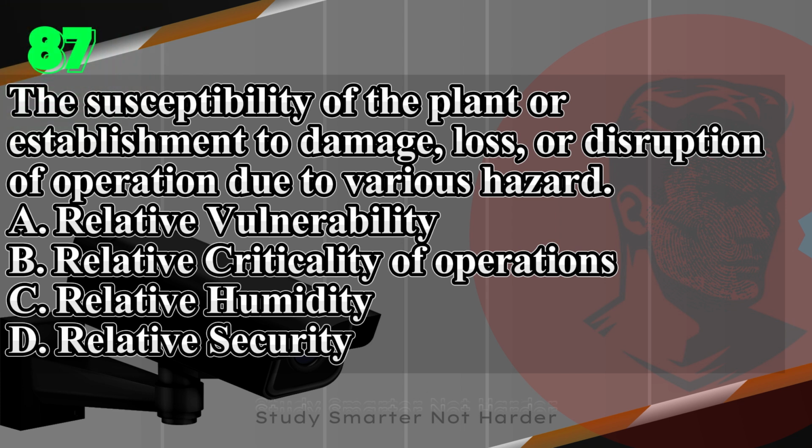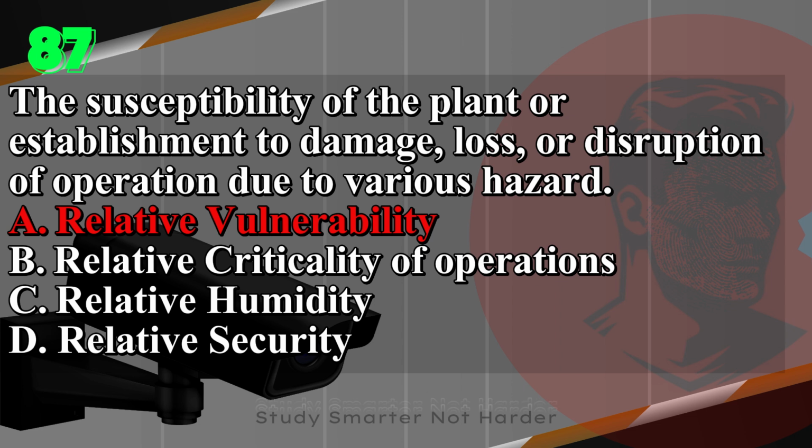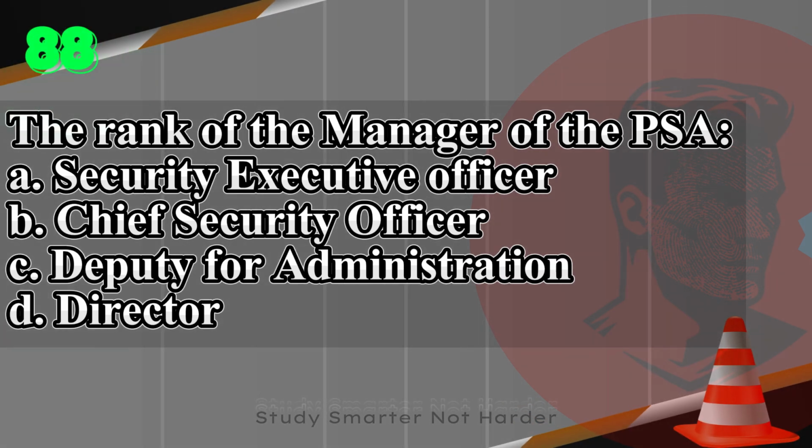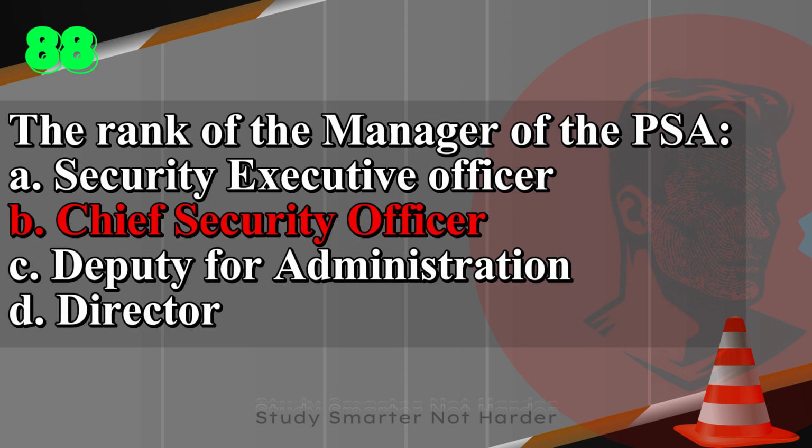87. The susceptibility of the plant or establishment to damage, loss, or disruption of operation due to various hazard. A. Relative vulnerability. B. Relative criticality of operations. C. Relative humidity. D. Relative security. A. Relative vulnerability. 88. The rank of the manager of the PSA. A. Security Executive Officer. B. Chief Security Officer. C. Deputy for Administration. D. Director. B. Chief Security Officer.